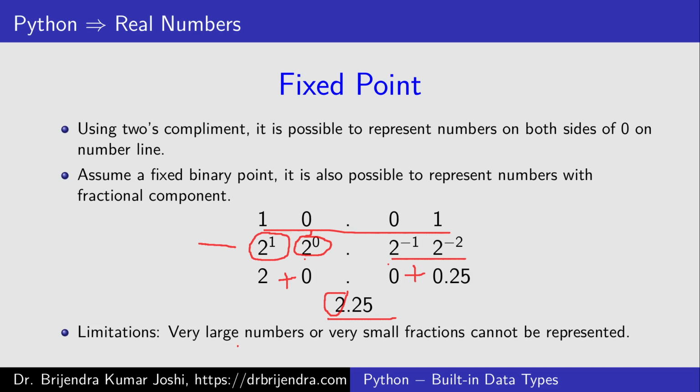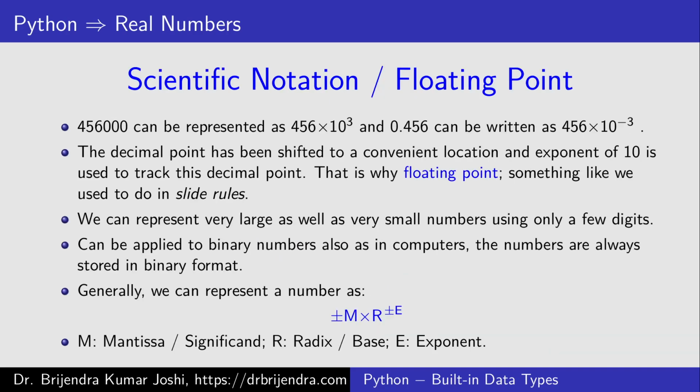Very large numbers or very small fractions cannot be represented. So for real numbers, scientific notation or floating point representation is used. What is the advantage? For example, I need to represent 456,000. This can be represented using 456 multiplied by 10 power 3. And if I want to represent 0.456, then it can be written as 456 multiplied by 10 power minus 3.